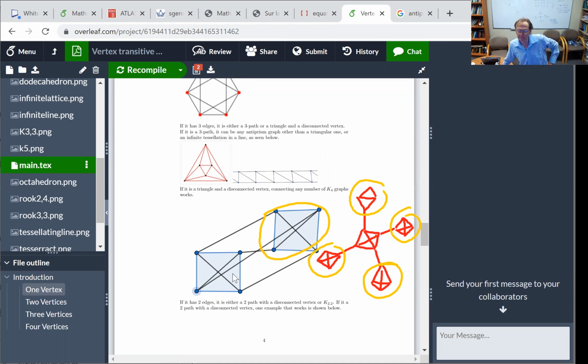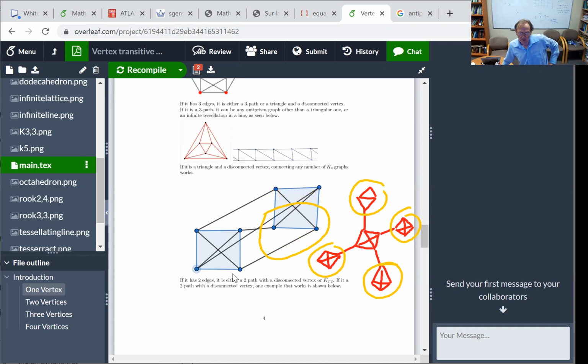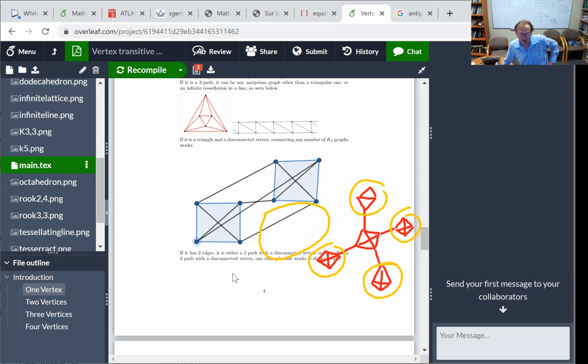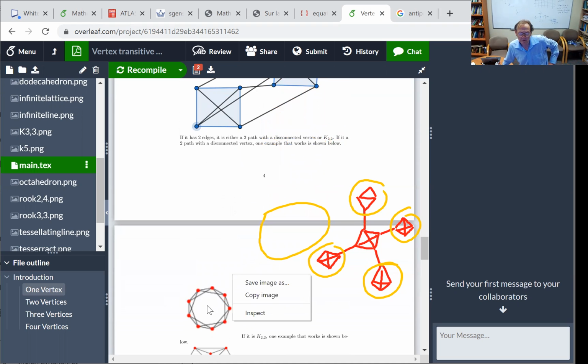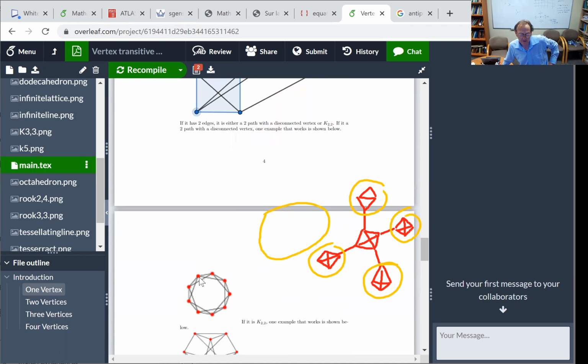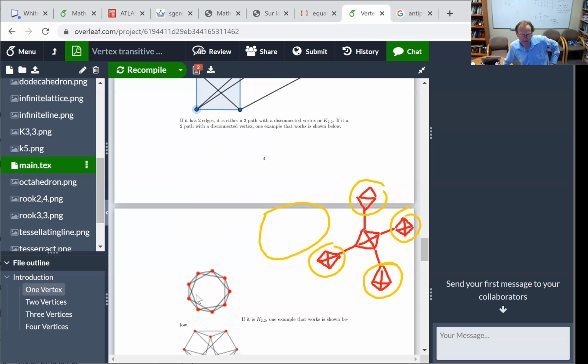So if it has two edges, it's either a two-path with a disconnected vertex, or it's the complete bipartite graph K2,2. Yep, so if it's a two-path with a disconnected vertex, one example that works is here. I did not format this correctly. Is this one? I think this is like the 9 circulant graph or something. Two-path with an additional vertex.